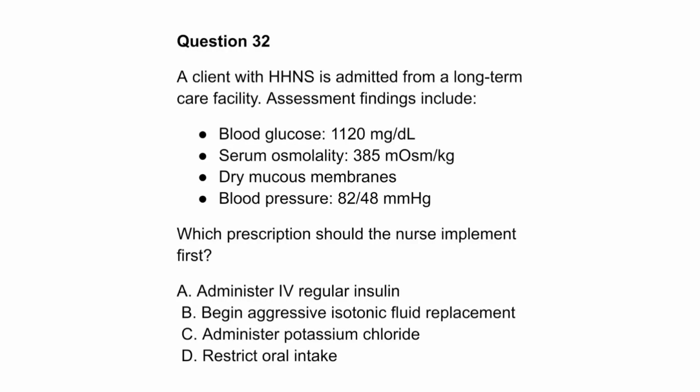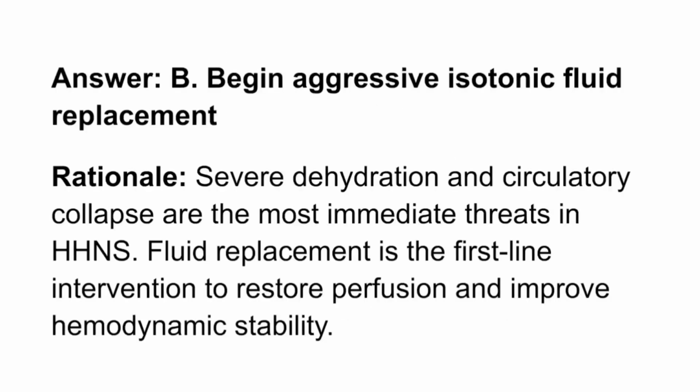B. Begin aggressive isotonic fluid replacement. C. Administer potassium chloride. D. Restrict oral intake. Answer. B. Begin aggressive isotonic fluid replacement. Rationale. Severe dehydration and circulatory collapse are the most immediate threats in HHNS. Fluid replacement is the first-line intervention to restore perfusion and improve hemodynamic stability.